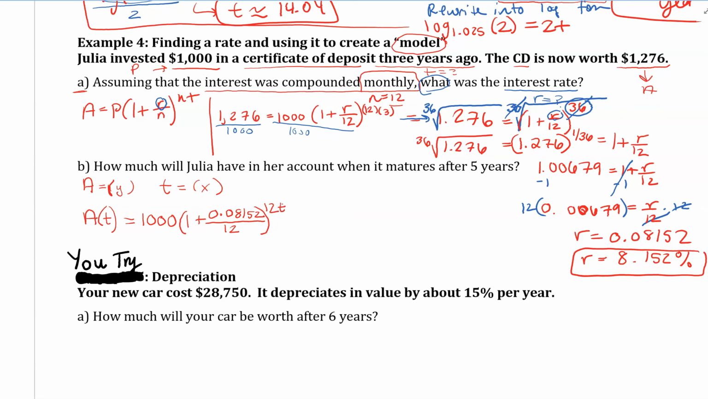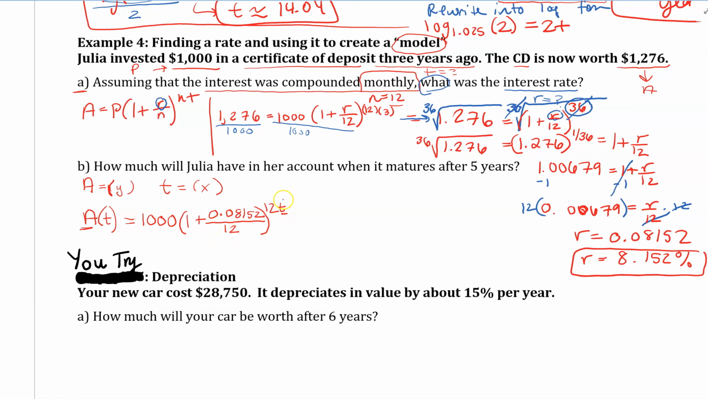So when we're using a model, only the A and the t remain as variables. Those are really our only true variables in these formulas when we have some of the other information. So this is now fixed, right? The amount she invested is not going to change. She invested $1,000. That's what she did. The interest rate, now that we found it, is not going to change. It's the same interest rate. And the fact that it's being compounded monthly is not going to change.